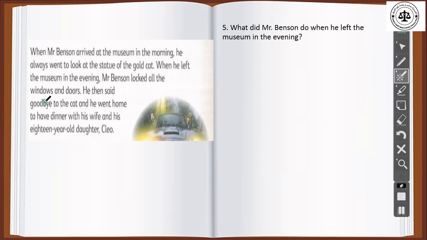He then said goodbye to the cat, and he went home to have dinner with his wife and his 18-year-old daughter. Okay. Did he go home? Yes. He went home. Why? To have dinner with his wife and his 18-year-old daughter, Cleo. What was the name of Mr. Benson's daughter? Yes, Cleo. And how old was Cleo? How old? Yes, 18 years old. Okay.